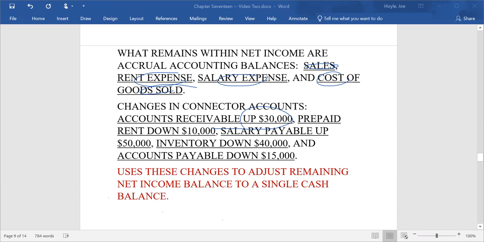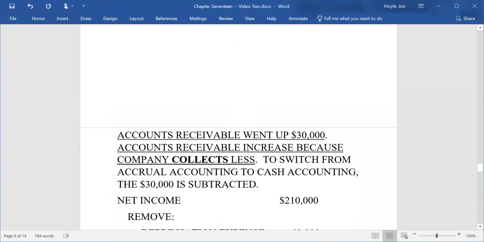Accounts receivable went up 30, prepaid rent went down 10, salary payable goes up 50, inventory goes down 40, accounts payable goes down 15. Nothing odd about that, just typical changes for those connector accounts. And we're now going to factor those in, those changes, one step at a time. So let's do them one step at a time.